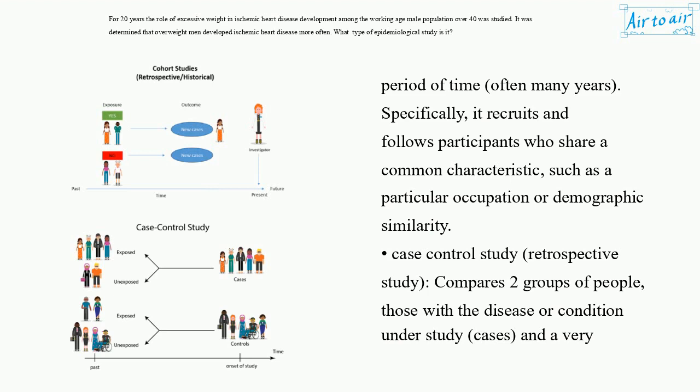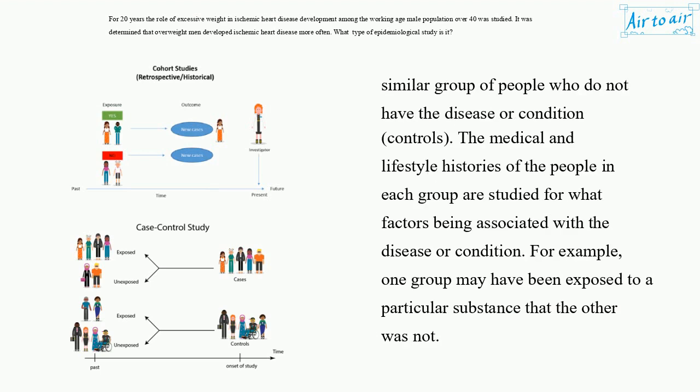Case control study. Retrospective study, compares two groups of people, those with the disease or condition under study, cases, and a very similar group of people who do not have the disease or condition, controls. The medical and lifestyle histories of the people in each group are studied for what factors are associated with the disease or condition. For example, one group may have been exposed to a particular substance that the other was not.